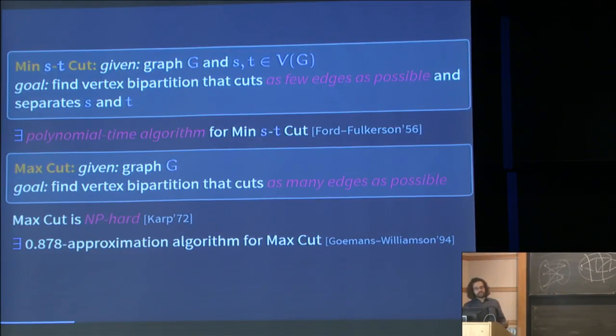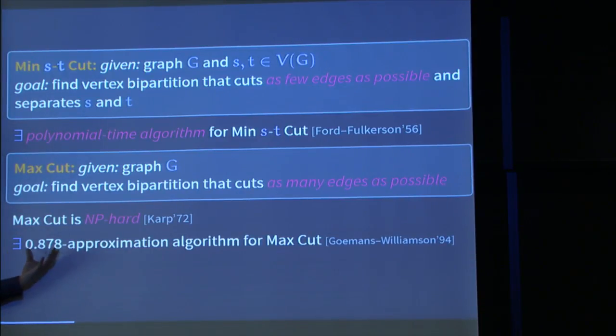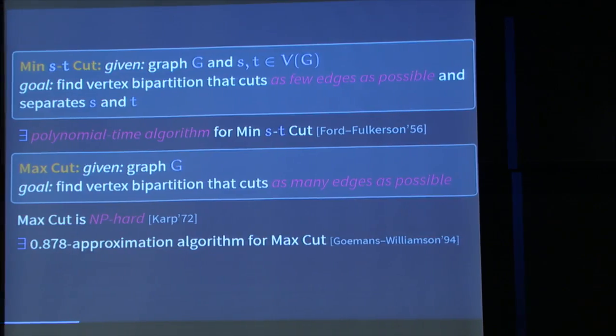Can we say that this algorithm achieves an approximation ratio of 0.878, or that it's a 0.878 approximation algorithm? And this number 0.878 is of course just a numerical approximation to some number that actually arises from an isoperimetric inequality. But this will not be the topic of the talk, unfortunately.